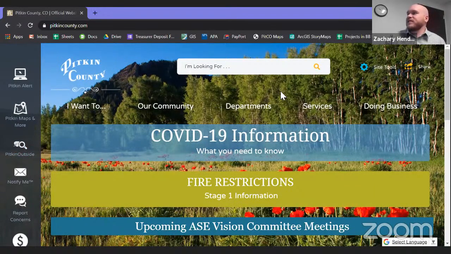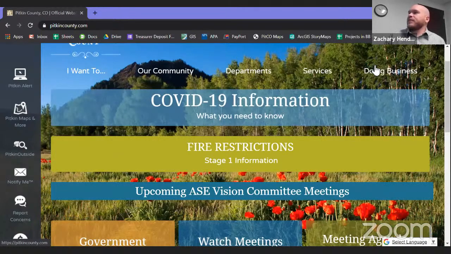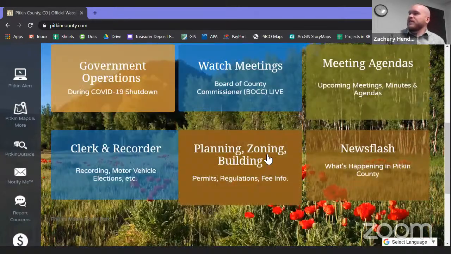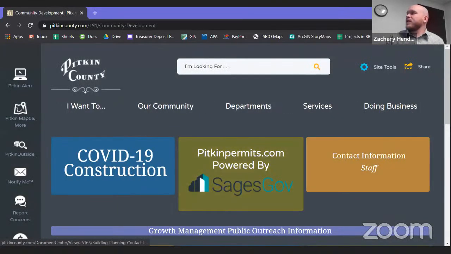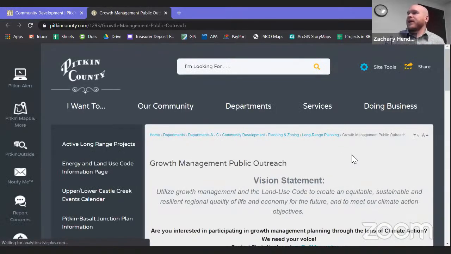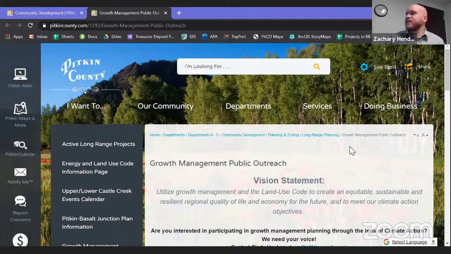And as many of you who've attended have now seen, I'm just going to quickly walk through how to get to our webpage that contains all our information. If you go to the Pitkin County main website, you'll see a couple of buttons, one dealing with the pandemic, one dealing with the fire restrictions. All the way down towards the bottom is the planning, zoning, building button. If you click on that, it will take you to our community development main page. About midway down, there's a big purple button that says growth management public outreach information. You click on that, and that will take you to the webpage relating to this public outreach process.